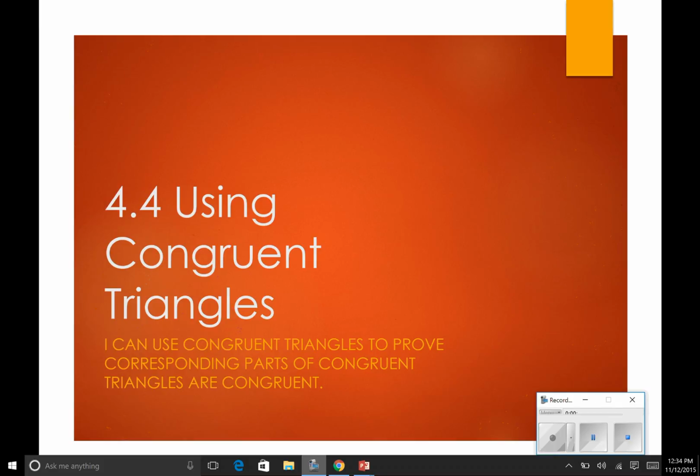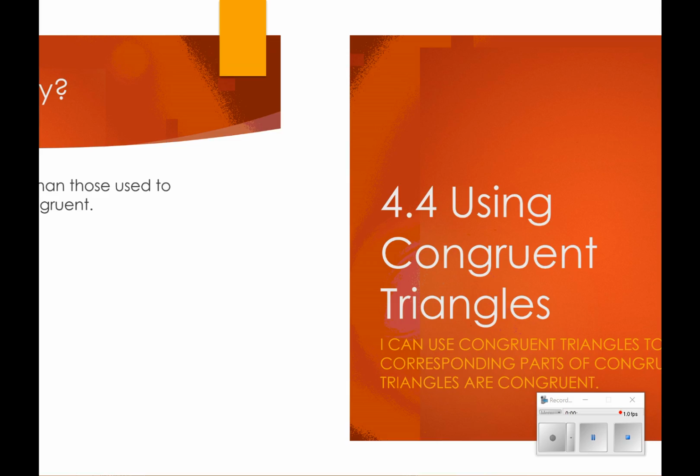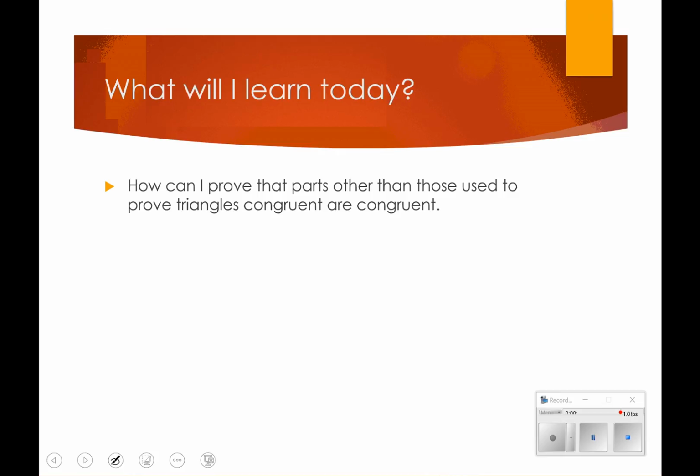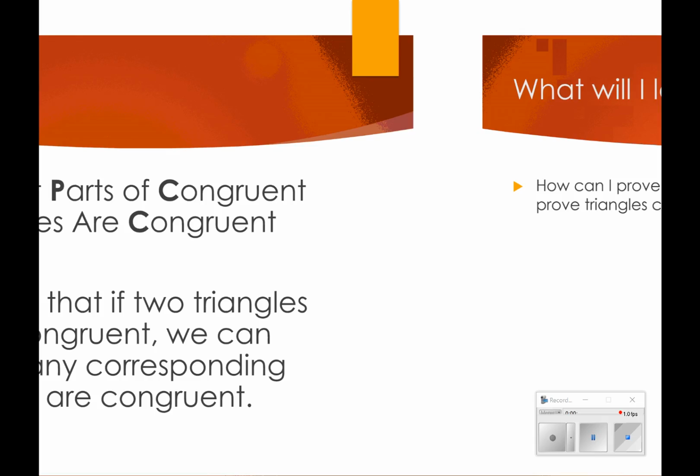We're going to continue our look at congruent triangles by showing how we can use congruent triangles to show that different parts of those congruent triangles are congruent, and not the ones that we actually use to show that something's congruent. So how are we going to do that? We're going to use this theorem.